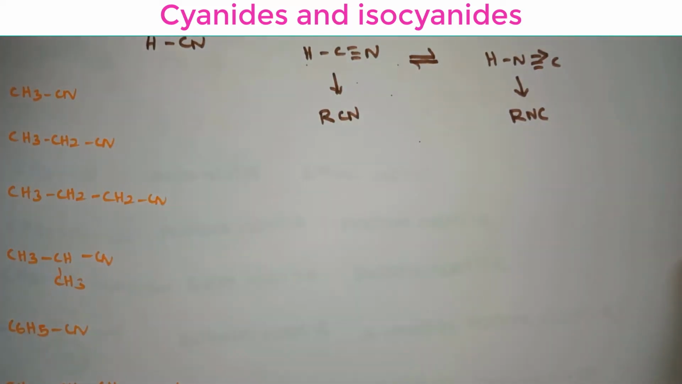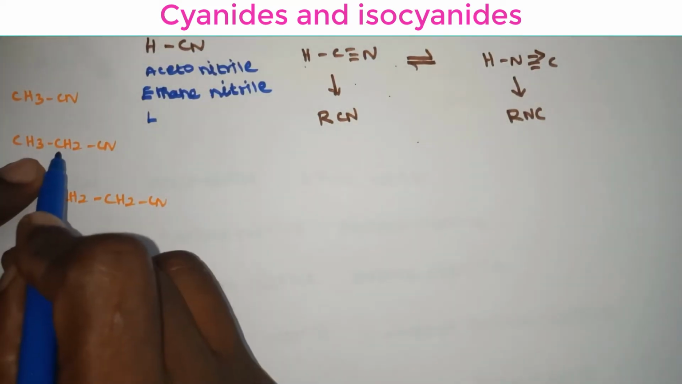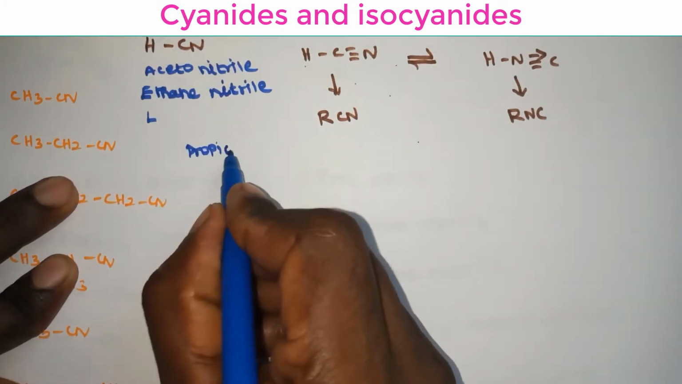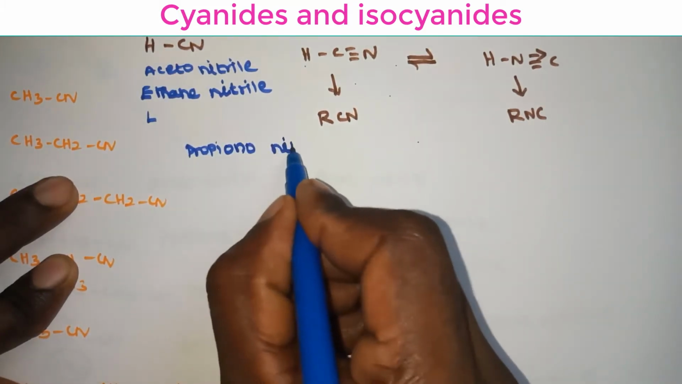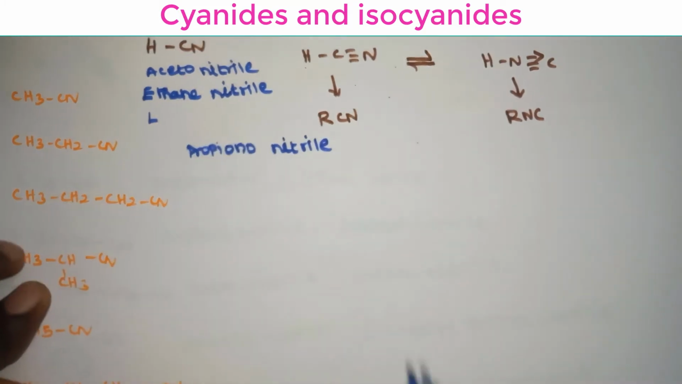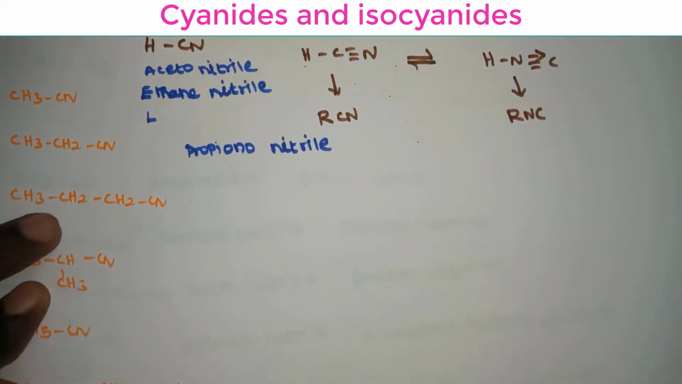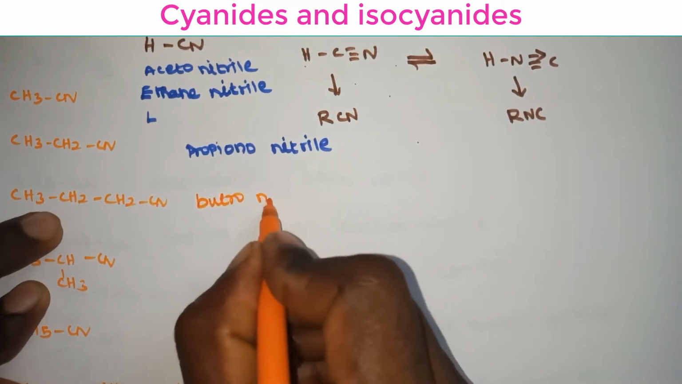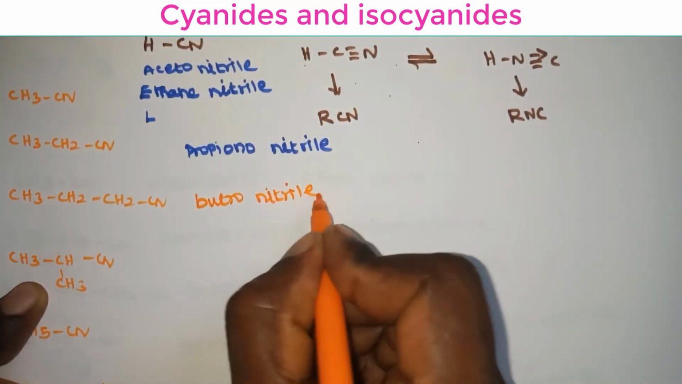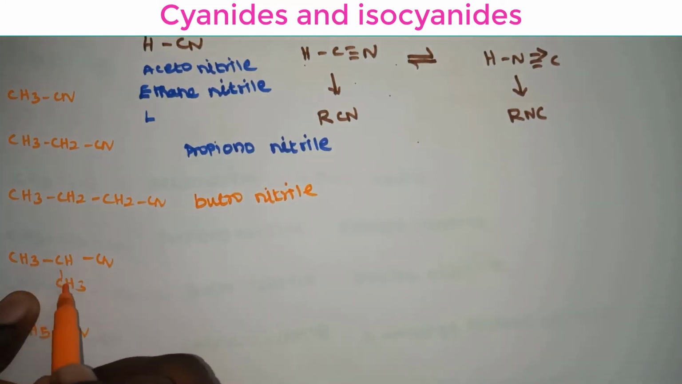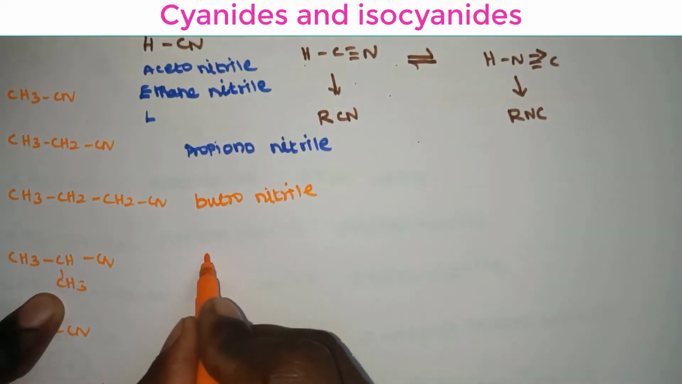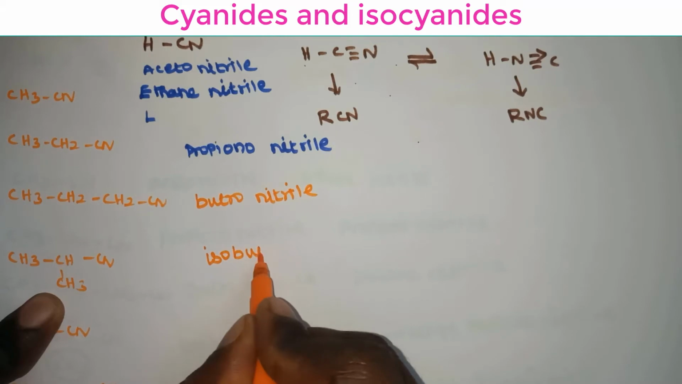Next is the nomenclature of cyanides. CH3CH2CN. The common name is propionitrile. Next, CH3CH2CH2CN. The common name of this compound is butyronitrile. Next, CH3, CH3 with an iso group: isobutyronitrile.